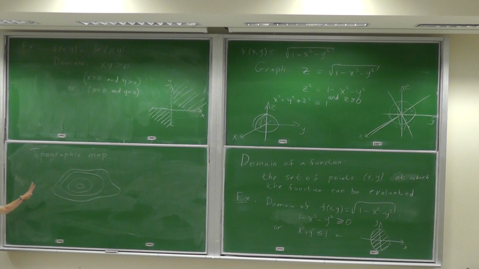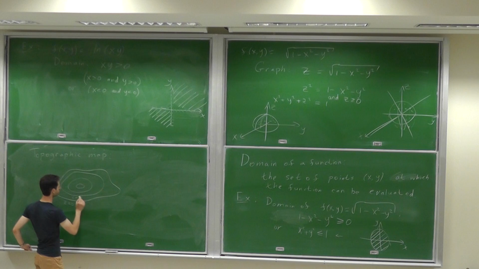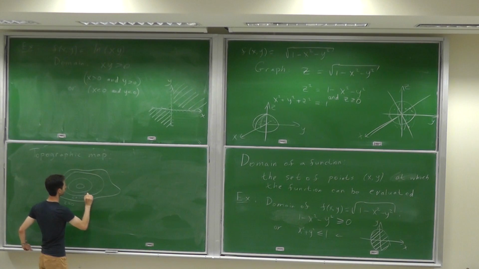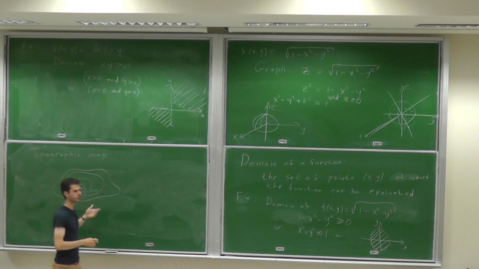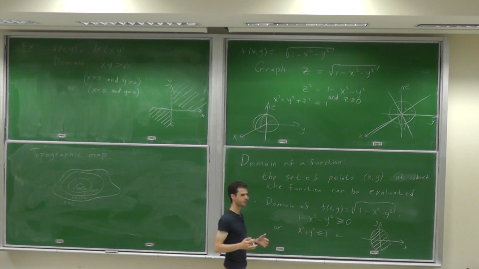So here's the topographic map of a mountain, and it goes something like this. You start at sea level, height is equal to 0, then you go to 500 meters, then you go to 1,000 meters, then you go to 1,500 meters. So here's an example of a mountain drawn.